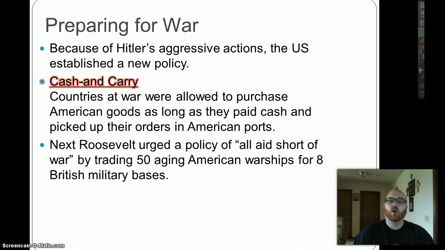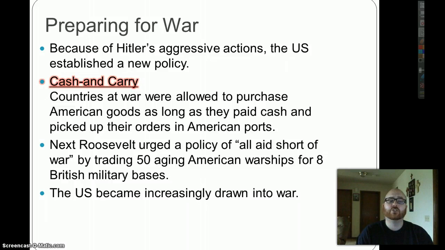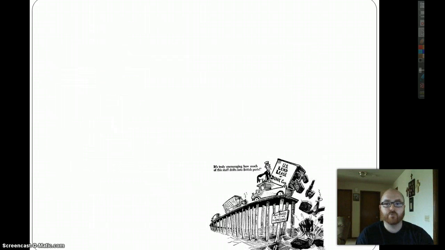He urged a policy of all aid short of war, trading 50 American warships for 8 British military bases. So, cash and carry, and trading warships for bases. The U.S. became increasingly drawn into the war as time went on. It's kind of unavoidable. If we didn't want aggressive nations like Germany, Japan, and Italy to take over Europe, snuff out democracy, and eventually threaten the United States and our way of life, we needed to help out. So all aid short of war is what Roosevelt is proposing: cash and carry, warships for bases.